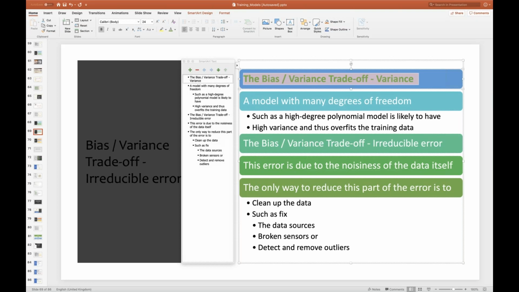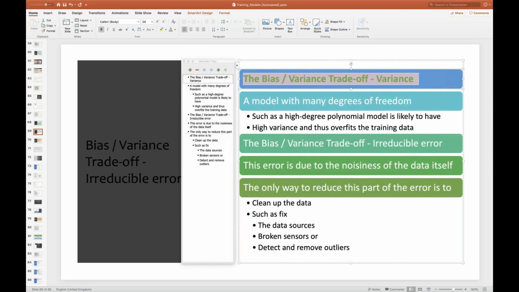Irreducible error is the error that cannot be reduced. This error is due to noisiness of the data itself. Again, what is noisiness? First you have given me apple, banana, orange, and I learned it really well. And now you gave me new data which I've never seen in my lifetime, and I would have to work really hard to sense and understand what that is. The only way to reduce this part of error is to clean up the data.